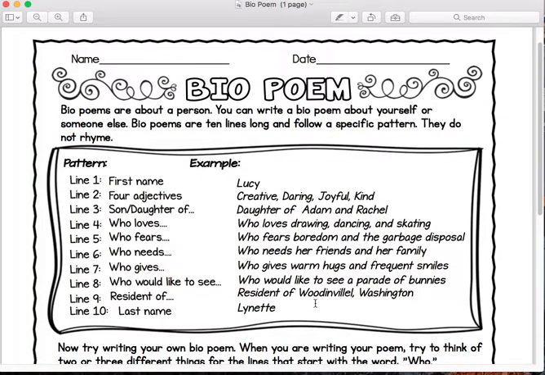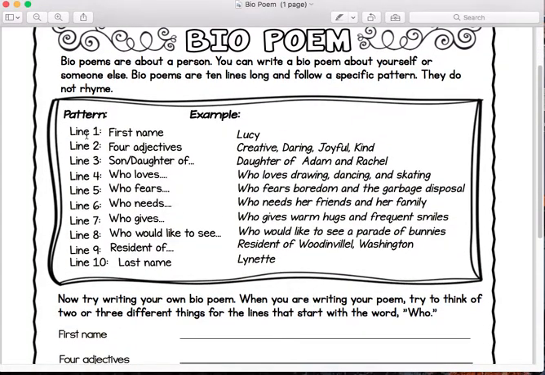So here's the pattern. It's 10 lines, 1 through 10, and each line says a specific thing. So the first line is the person's first name. In this case, it's Lucy. The second line is 4 adjectives that describe Lucy: creative, daring, joyful, kind. Remember, adjectives are words that describe a person, place, or a thing. So they're descriptive words about, in this case, Lucy.